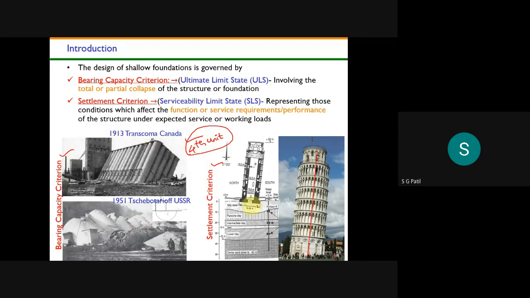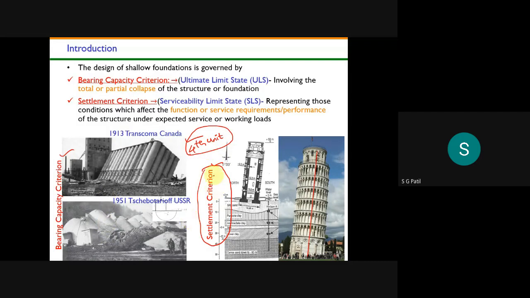So in today's lecture, in this unit number 2, we'll mostly concentrate on the settlement criteria. In detail, the bearing capacity failure criteria we'll discuss in the fourth unit.